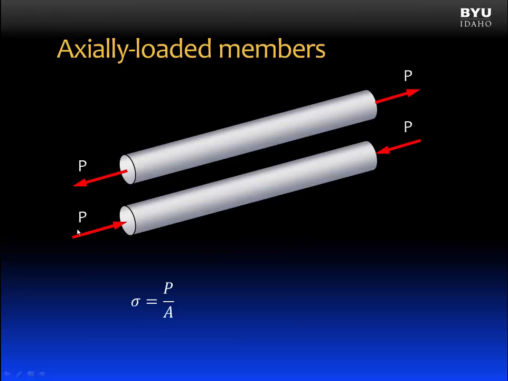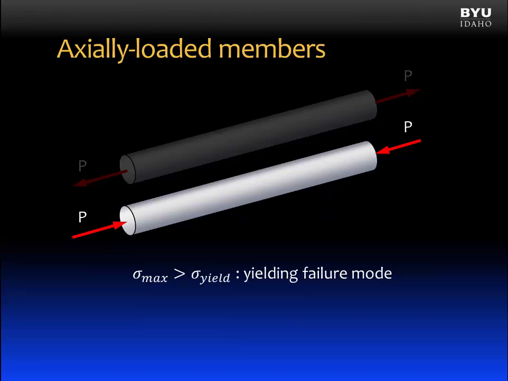In Unit 3, we covered stress and deflection in axially loaded members. Normal stress was calculated as the internal force divided by the cross-sectional area. If the normal stress exceeded the yield strength of the material, then the axial member was considered to have failed. For axially loaded members in compression, a failure mode other than yielding is possible.